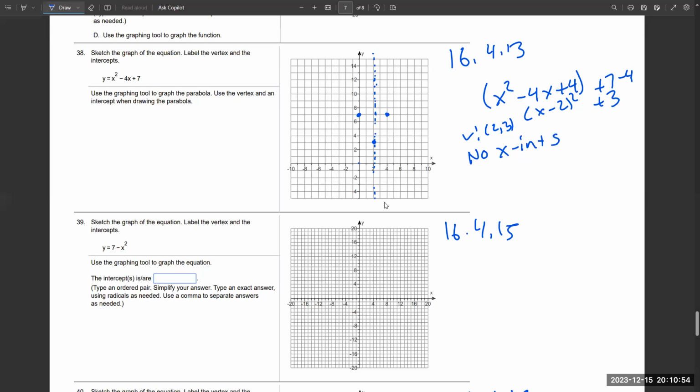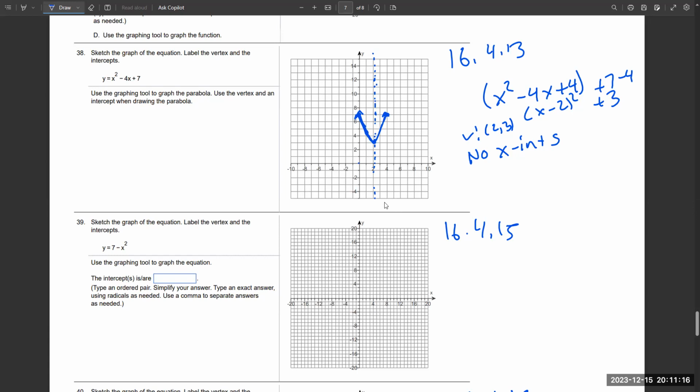And I could get some additional points if I would like to, but I'm just going to pretend that we could use the tool to sketch this at this point, because we just need the vertex and one additional point, and it would open up like that.